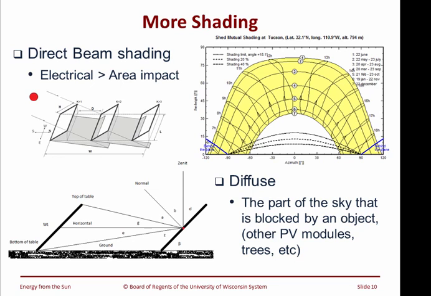The other thing to note about near shading is that just because a shadow does not appear in the module does not mean that that module has a clear sky view. And it is possible for a module or other object to block the diffuse component of the light, which is also important for energy generation.